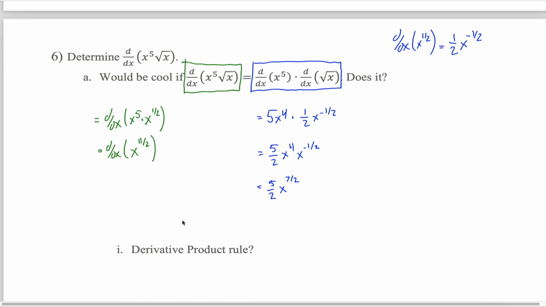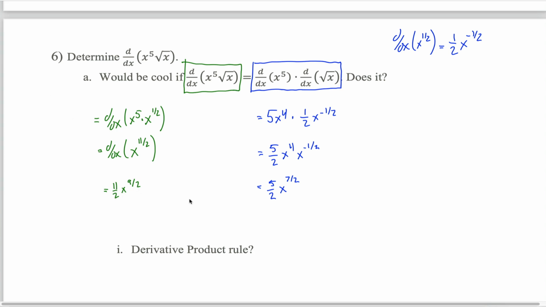What's the derivative of x to the 11/2 power? That's easy. Just use your power rule. Playing the rule of the n is the 11/2. So it'd be 11/2 times x raised up to the n minus 1 power, 1 less than 11/2. 11/2 minus 1 is 9/2. Think 11/2 minus 2/2. So the stuff in green is equal to 11/2 x to the 9/2 power.